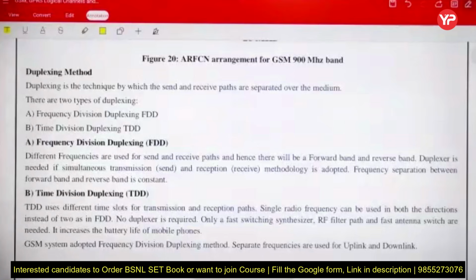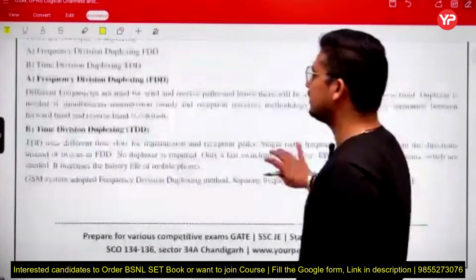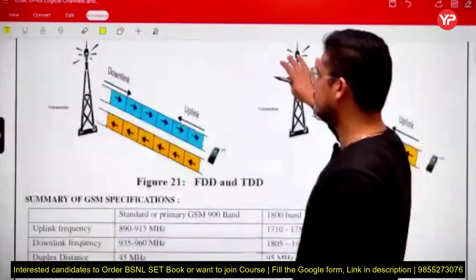So basically, whenever we are talking about duplexing, it is a technique by which the send and receive paths are separated from each other, right? You can say we want to separate the transmitter and receiver. There are two ways. The first one is frequency division duplexing and the other one is time division duplexing. Let us understand these two things with one figure which is given to you here.